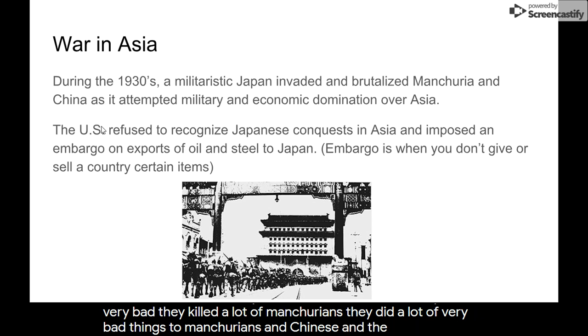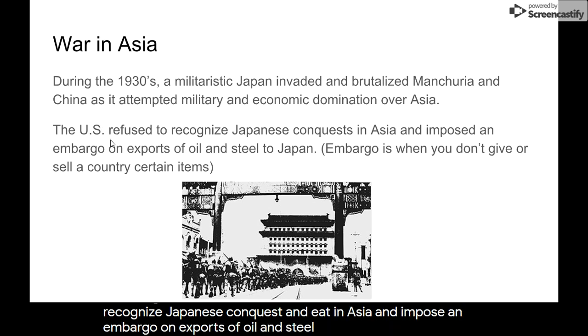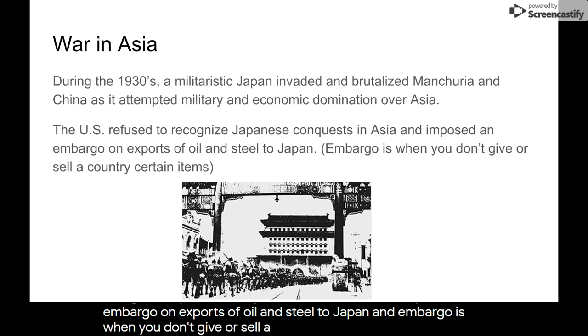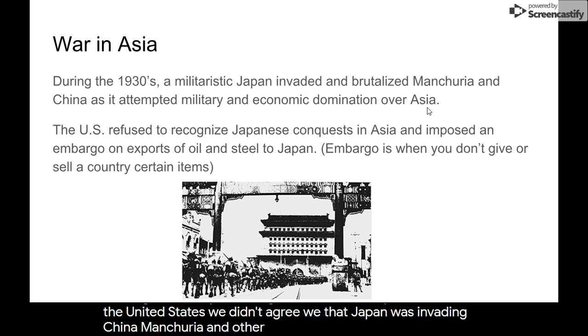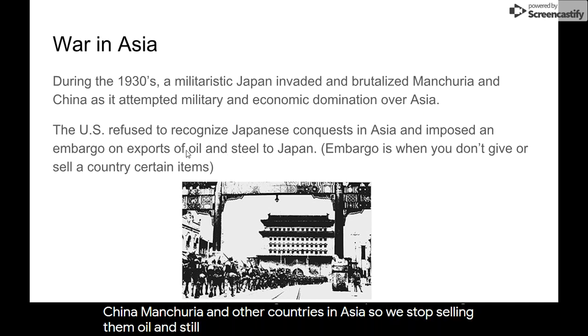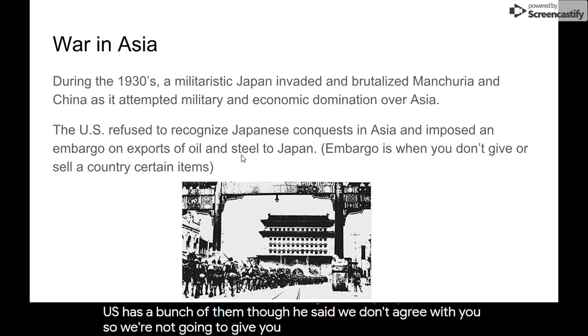And the U.S. refused to recognize Japanese conquests in Asia and imposed an embargo on exports of oil and steel to Japan. An embargo is when you don't give or sell a country certain items. So the United States, we didn't agree that Japan was invading China, Manchuria, and other countries in Asia. So we stopped selling them oil and steel. And these two things are very important, and the U.S. has a bunch of them. But we said, we don't agree with you, so we're not going to give you oil and steel anymore.